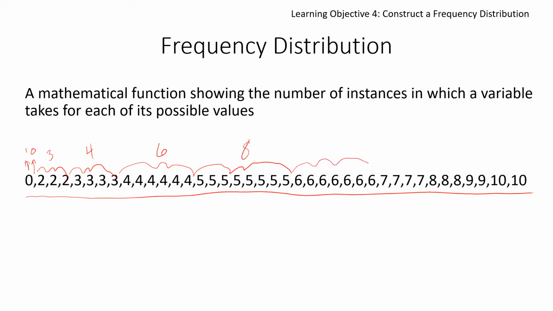6, there's 1, 2, 3, 4, 5, 6, 7. 7, there's 4 here. 8, there's 3, 9, there's 2, and 10, there's 2. So we can get an idea right now of the frequency of each of those. But now we're going to put it into graph format. This is basically what I just wrote: 1, 0, 3, 4, 6, 8, 7, 4, 3, 2, 2. Those are the frequencies for each of those numbers. That's what you're going to see as the first line in our frequency distribution.